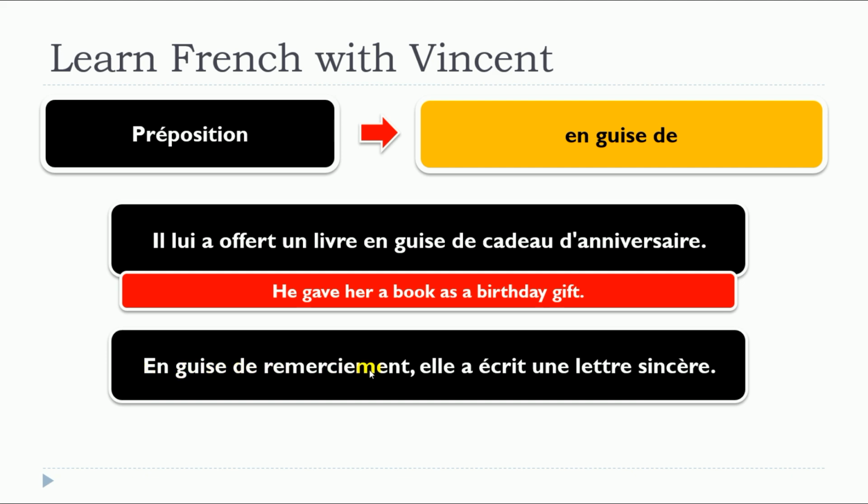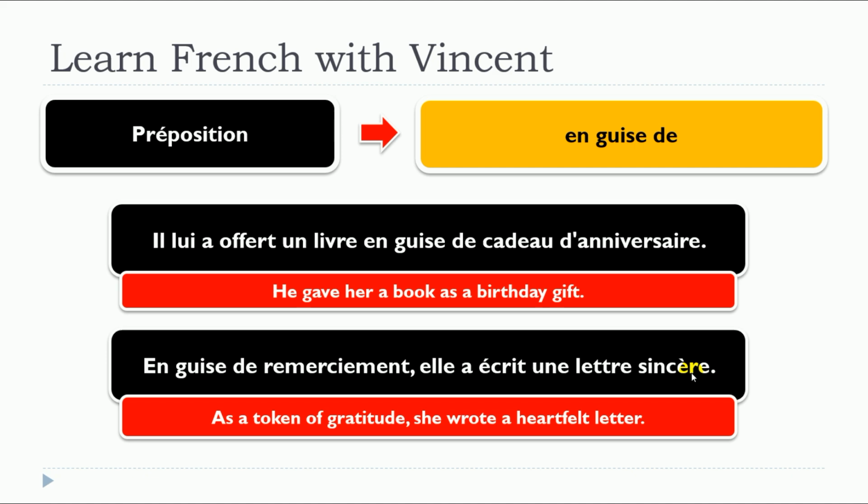En guise de remerciement, elle a écrit une lettre sincère.